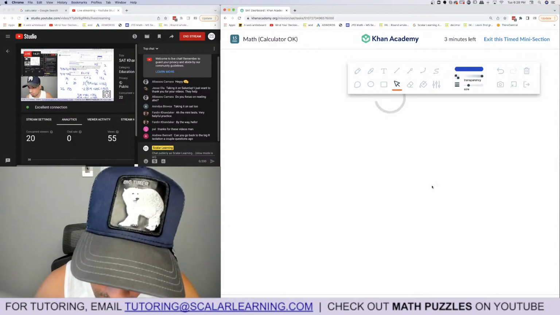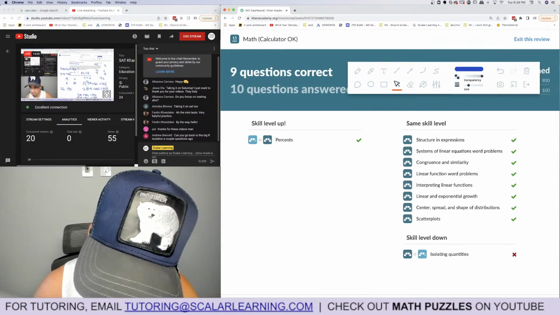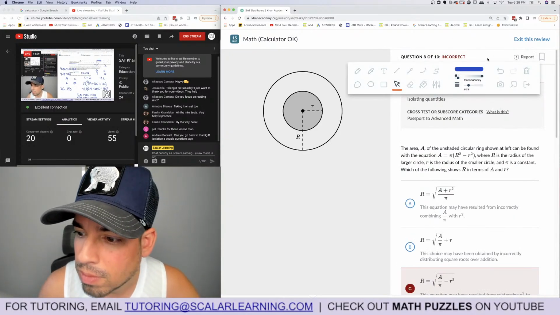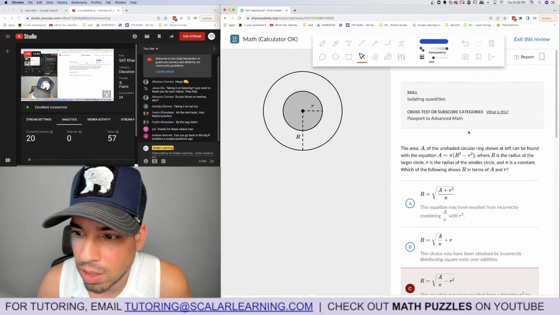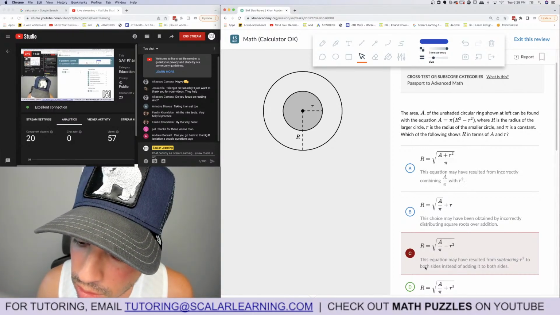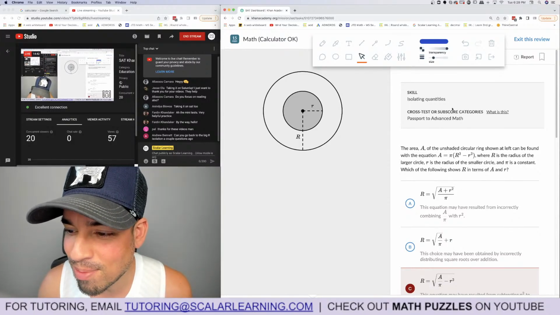And let's go. I made a mistake. Let's see what I did wrong. Uh-oh. Maybe I did need to read the prompt here. Subtracting R. Oh, no. I was supposed to add it to both sides.